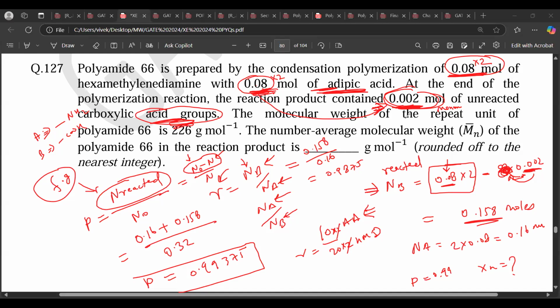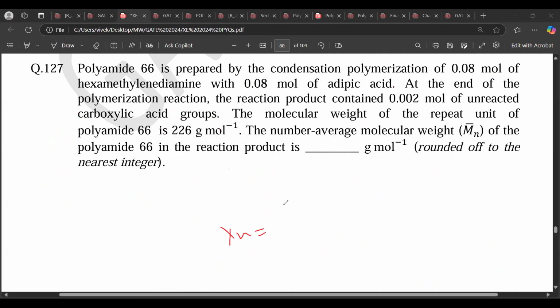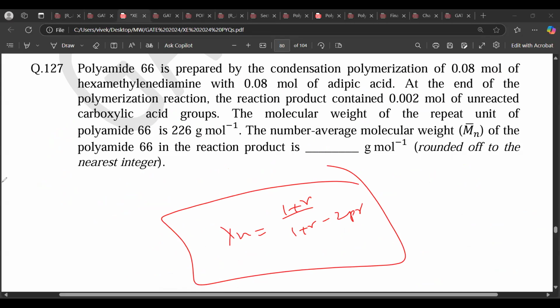But if everything is not reacted, then it changes. Because the number reacted is only for functional groups, not monomer. If something is remaining, then you have to calculate very sincerely. You have to convert every mole of monomer into functional groups, and then subtract and do the calculation. Now, if you have P here, R here, and M naught here, 113, don't use 226, because M naught is always the average residue of monomer. Two monomers are involved, so divide by 2. And if you put it in the simple expression, 1 plus R by 1 plus R minus 2PR, you'll be able to get your answer.